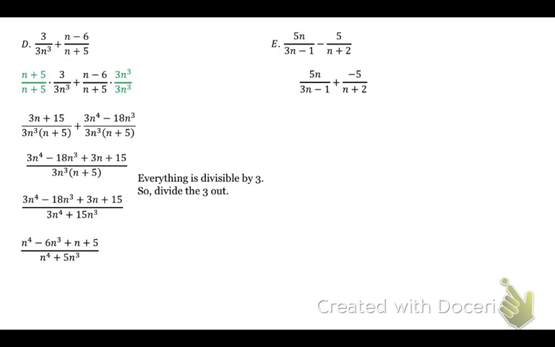Okay. Let's do this one. So we have 5n over 3n minus 1 minus 5 over n minus 2. So I'm going to take that n plus 2, sorry. I'm going to take that n plus 2, multiply it to the first fraction. 3n minus 1, multiply it to the second.